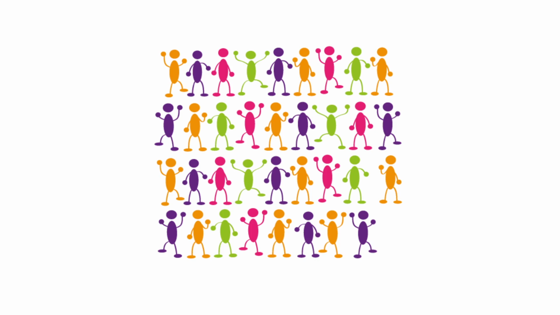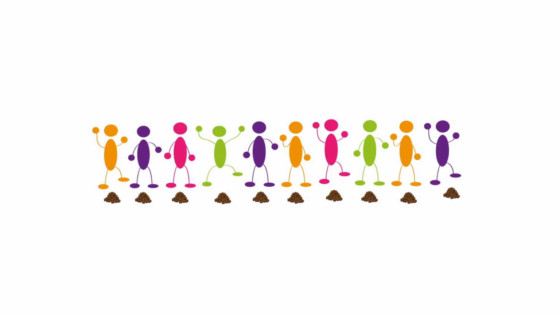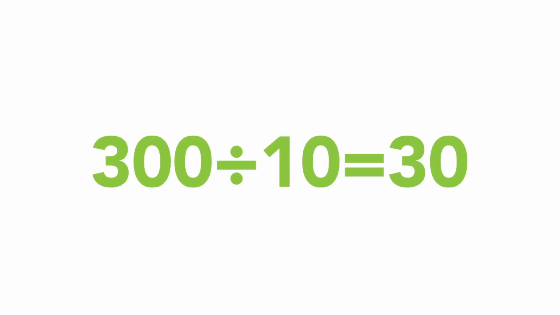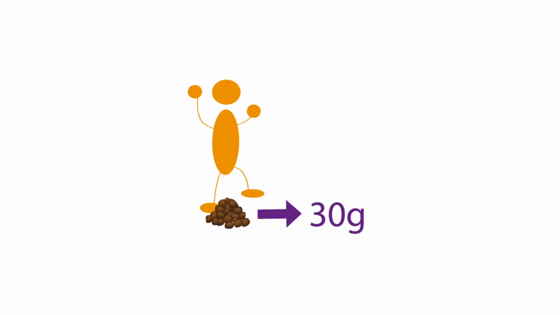Sam wants to make cookies for 35 people, so let's start by finding how many chocolate chips one person will get. We can do this by sharing the 300 grams out by the 10 people. 300 divided by 10 is 30. So one person needs 30 grams of chocolate chips, and so our ratio is now 1 to 30.